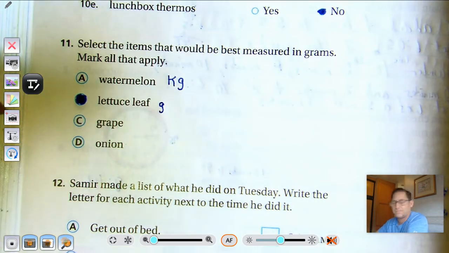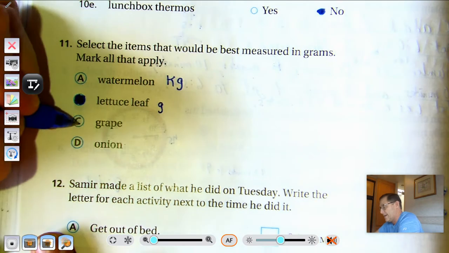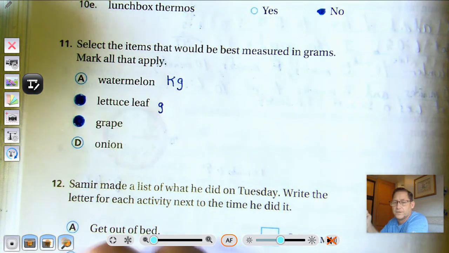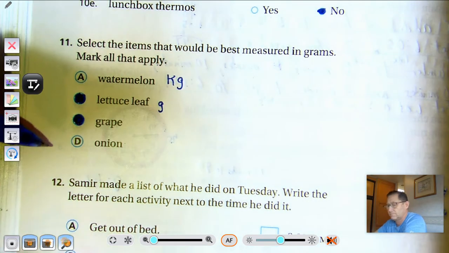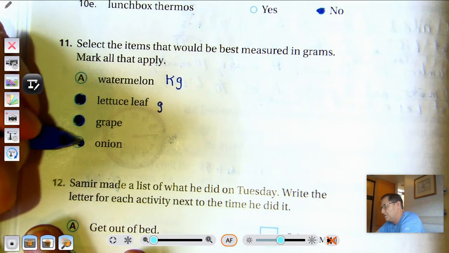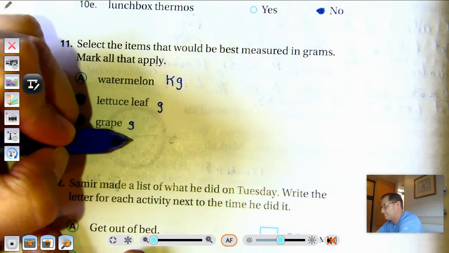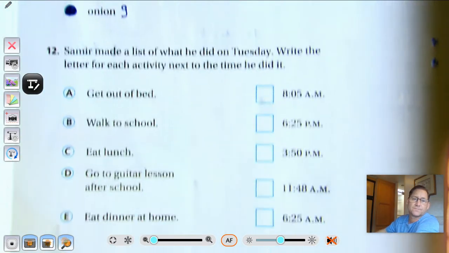A grape, one grape? That's really light. We're not talking about a whole bunch of grapes. It said grape. Onion. An onion's not that big or that heavy. I'm going to say all three of those would be grams. Okay. All right, number 12.